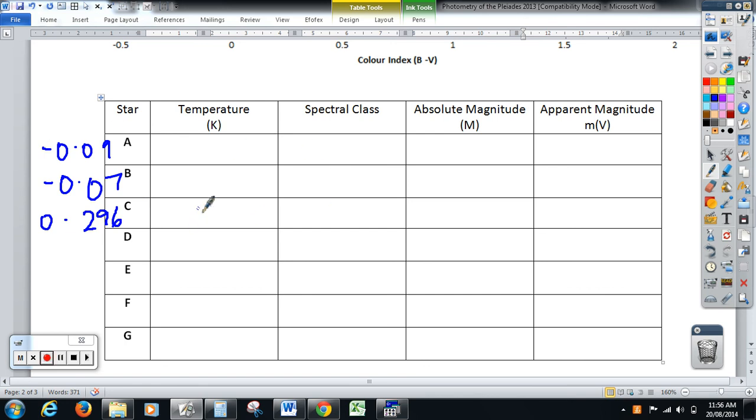We know that a B minus V index goes from, if I can do that properly, how can I just get a better line than that? Okay, a B minus V goes from negative 0.5, okay, there's 0, and it goes up to 0.2, or plus more than that.